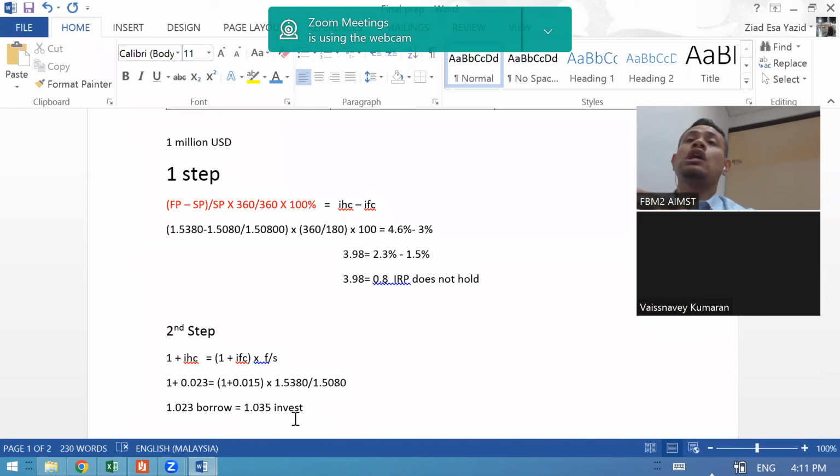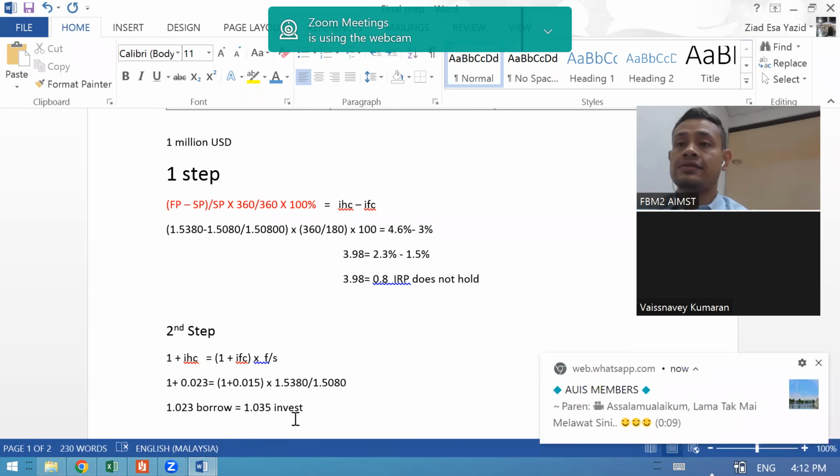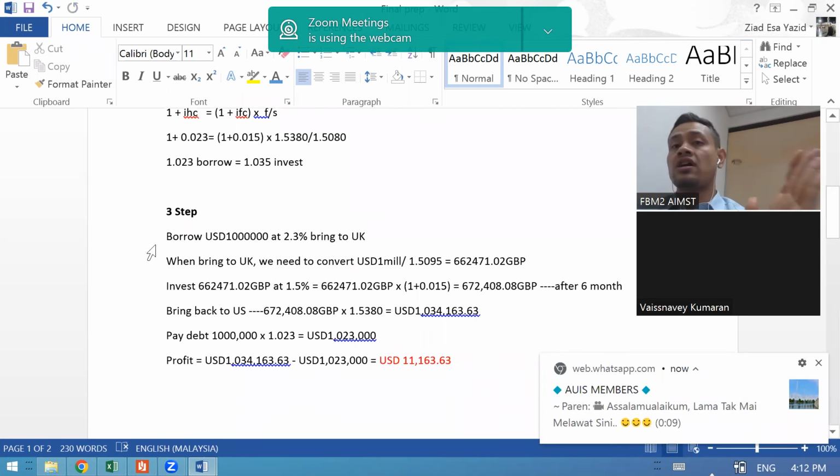So remember the steps: step 1, step 2, step 3. Remember the formula for step 1. What is it? Forward minus spot, divided by spot, times 360 divided by the number of months or years, and then times 100. Remember the formula for the first step, and remember the formula for the second step. Try to make sense of the procedures of borrowing and investing, and you should be okay for this question.